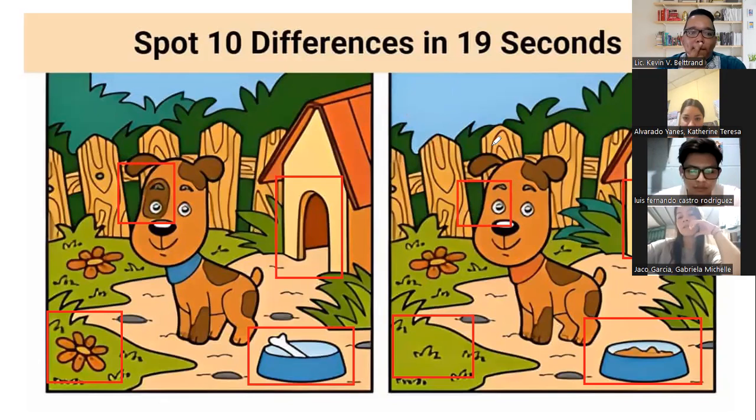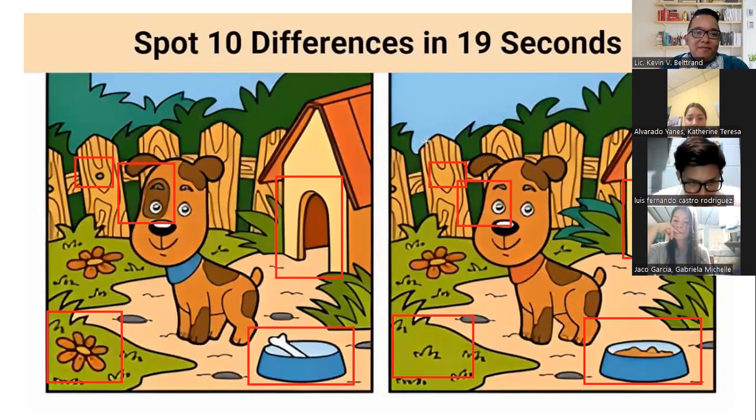The nail in the fence. Okay. Can you repeat one more time? The nail in the fence. Okay, like this one, the nail. Excellent. Very good. So we have 1, 2, 3, 4, 5. We have 5. Let's go. 5 more. The collar, necklace. Oh, the necklace? Excellent. Yes. The necklace is a different color. Okay, good. 4 more.